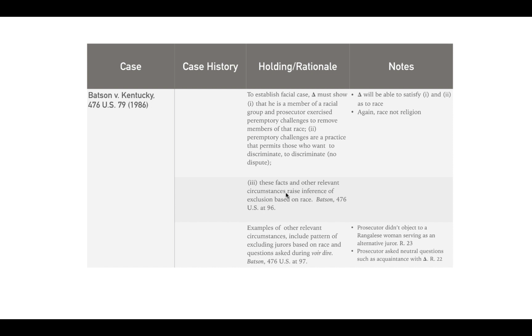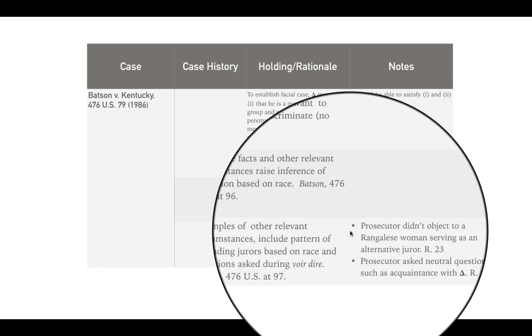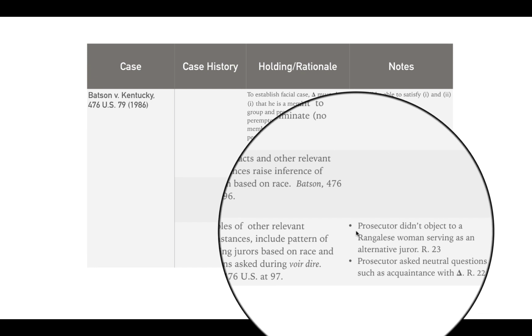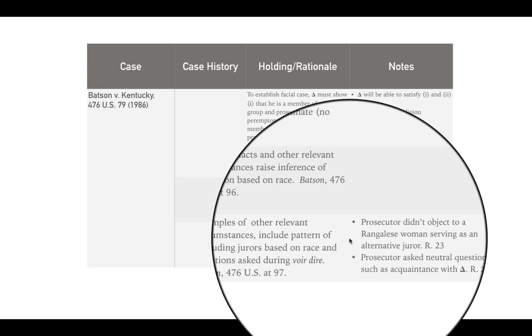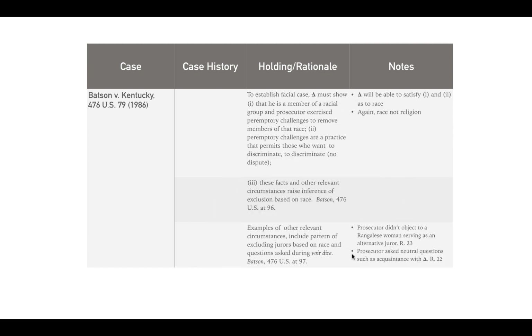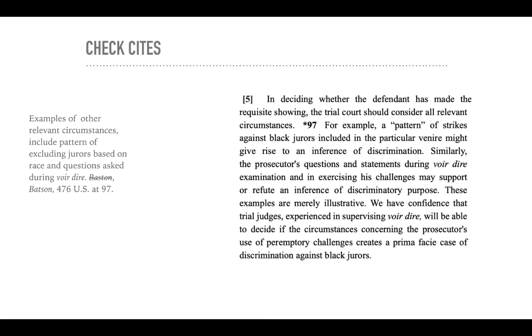She also realizes that the point of contention for this assignment is going to be whether there are facts and other relevant circumstances that raise an inference of exclusion based on race. And she's going to argue that there is no prima facie case of discrimination because the prosecutor didn't object to a Rangolese woman serving as an alternate juror, and she's going to argue that the prosecutor asked race-neutral questions during voir dire, and she makes sure to include citations to the record so she can easily and accurately find it later. Double-check the citations periodically.